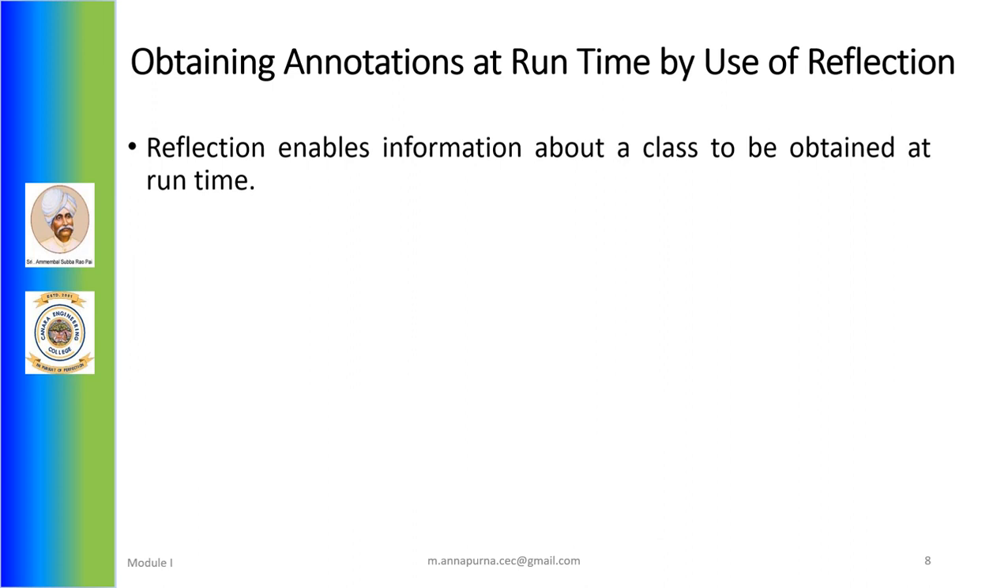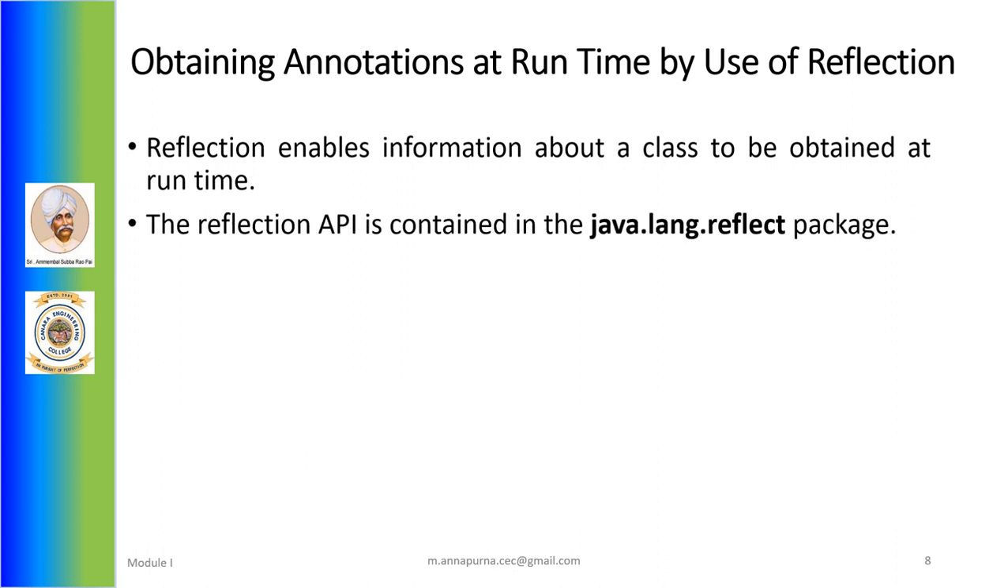The reflection API is contained in the java.lang.reflect package. Now, we will walk through an example program that applies to annotations. The first step to use reflection is to obtain a Class object that represents a class whose annotations we want to obtain. Class is one of Java's built-in classes and is defined in java.lang. There are various ways to obtain a Class object.